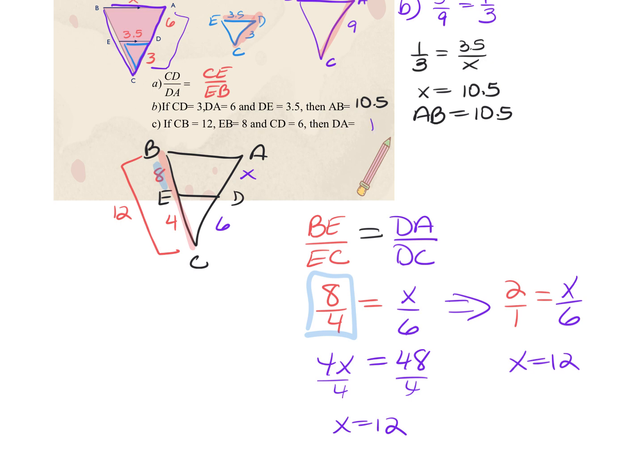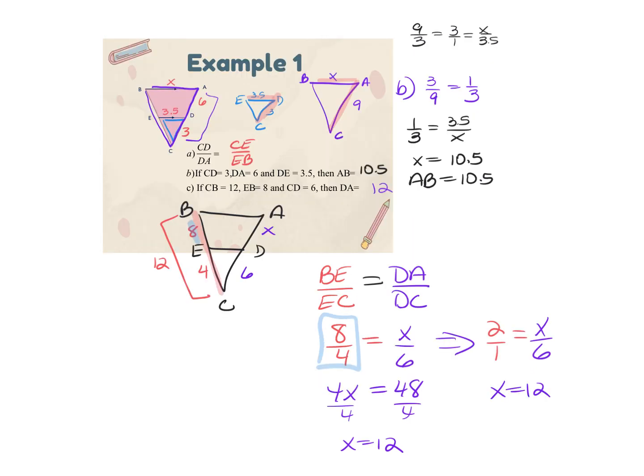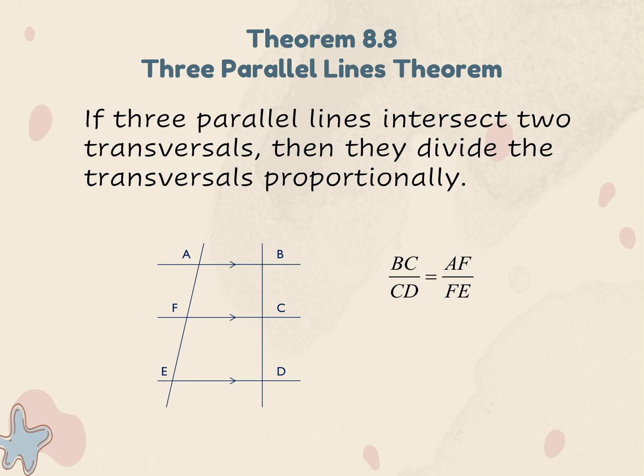So DA is 12. The next theorem is called the three parallel lines theorem, and it states that if three parallel lines intersect two transversals, then they divide the transversals proportionally.